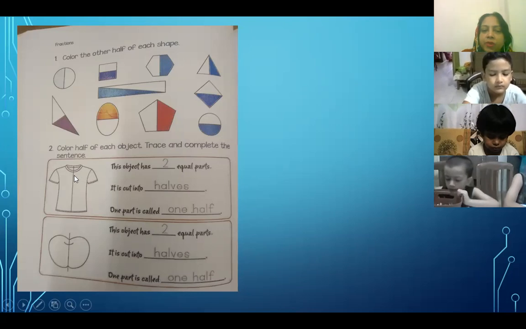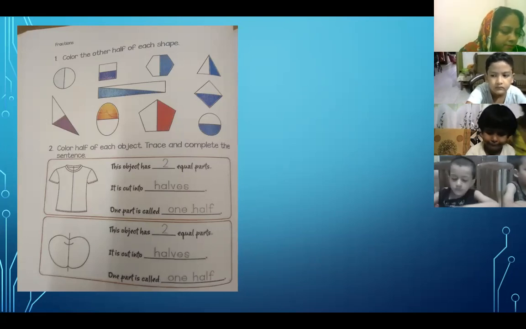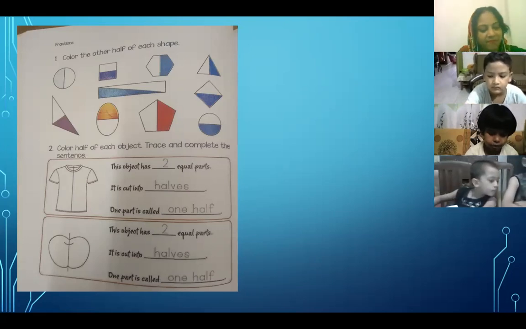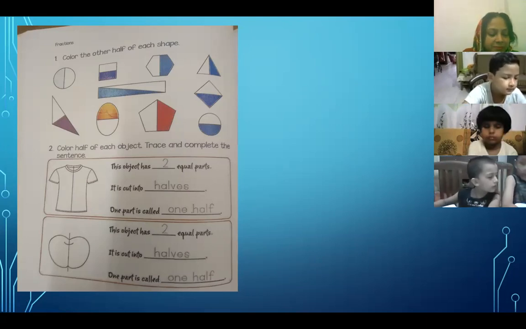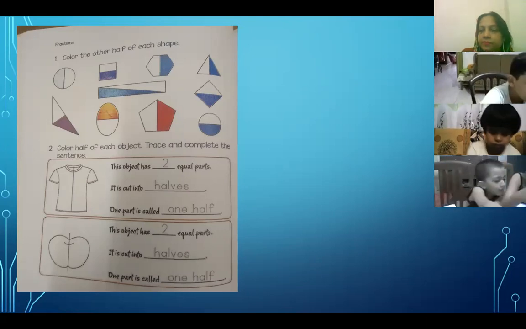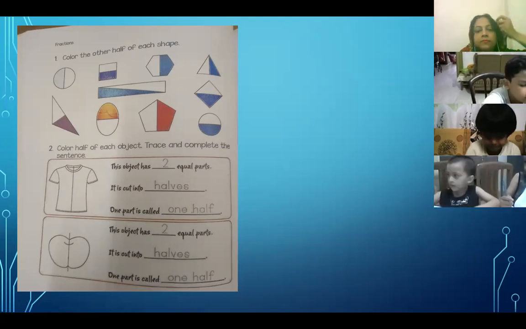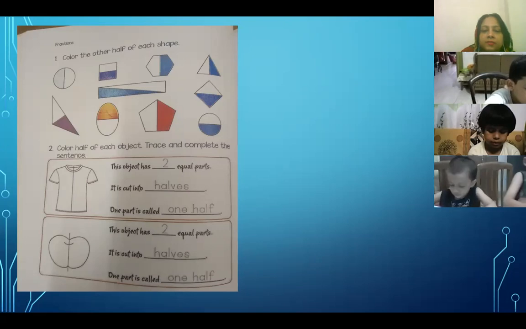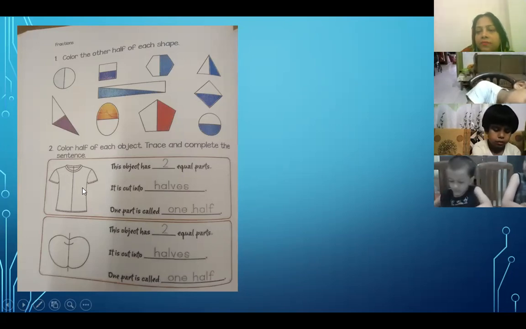This object has two equal parts, and you have to color. How many parts? Two. This object has two equal parts. It is cut into half. Half means half, okay? One part is called one half.